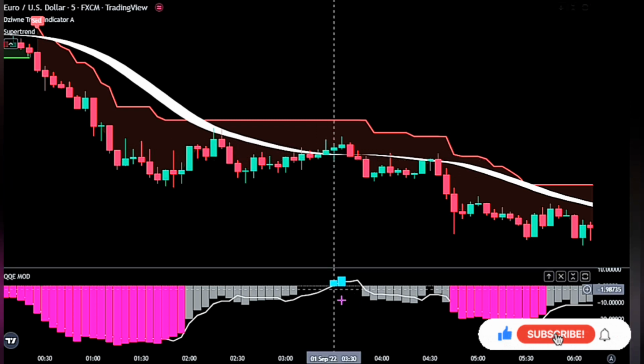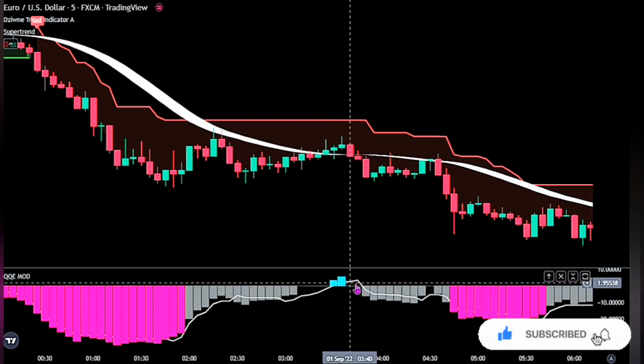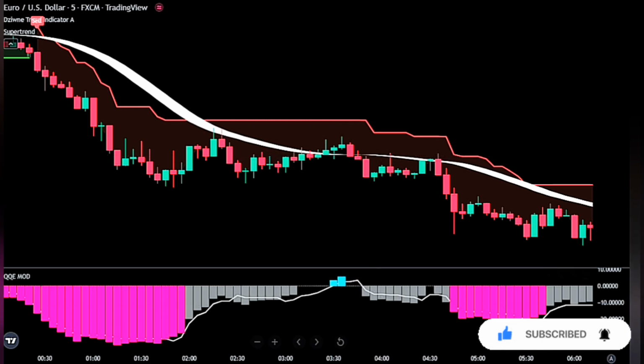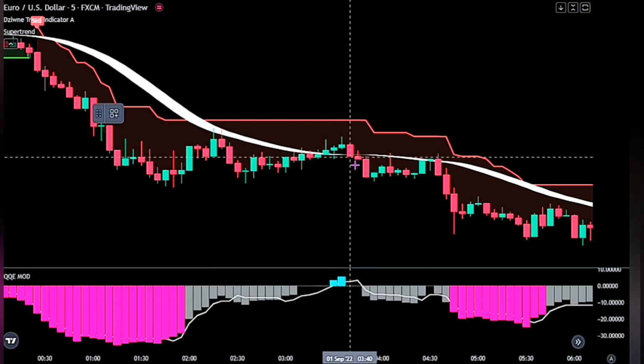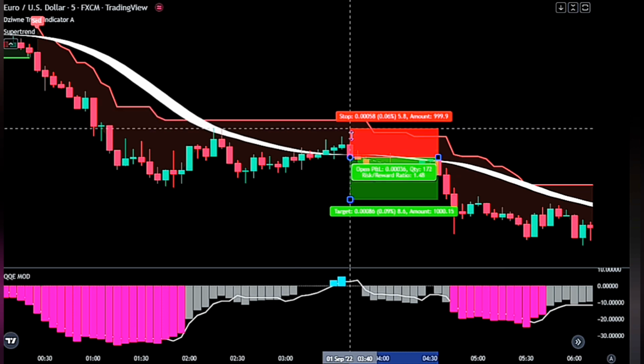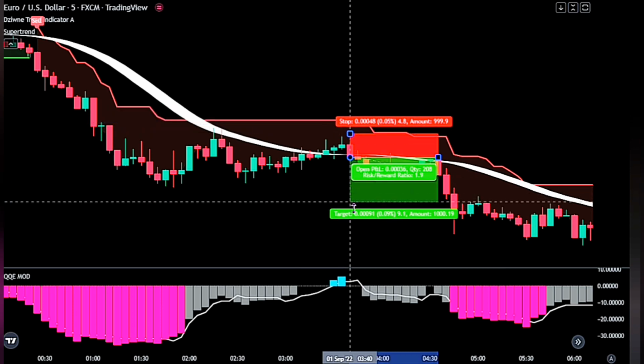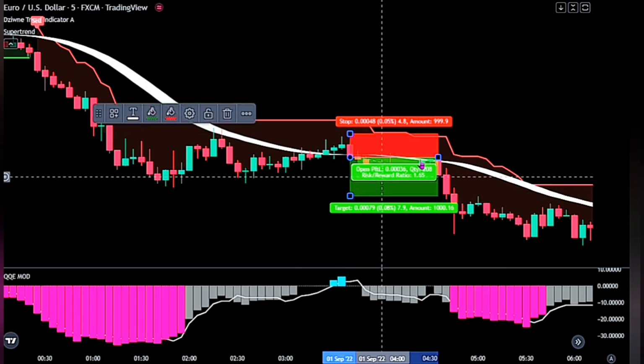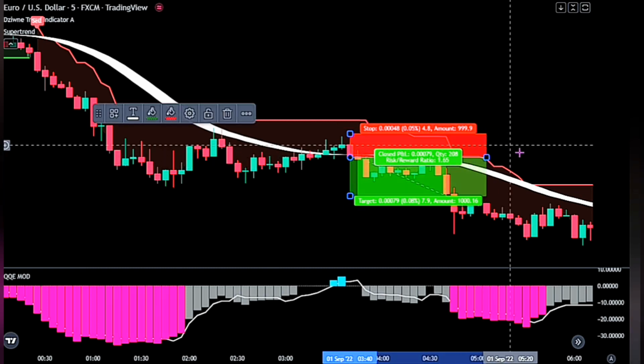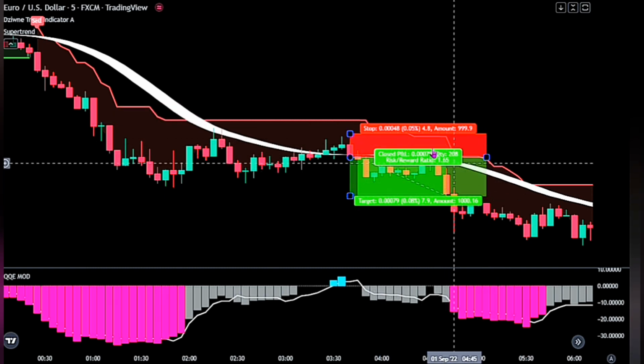We then waited for our QQE histogram to close inside the moving average while it's above the zero line, and we see we got it at this point before we went ahead to place a sell stop order at the lows of this candlestick. Our stop loss remains the recent swing high, while our take profit level is 1.6 times the risk. And as we said earlier, we only take one trade per Supertrend signal.